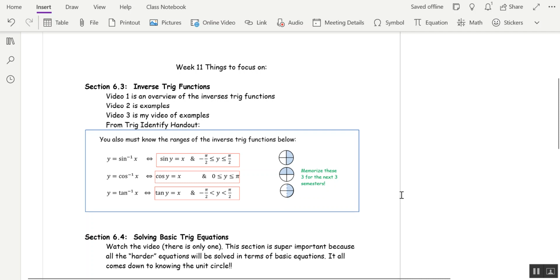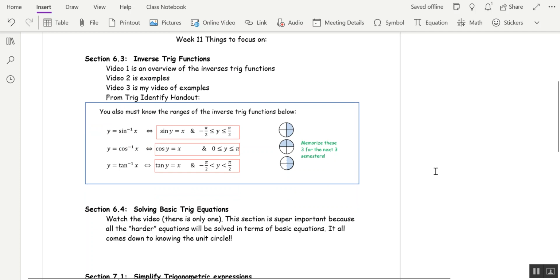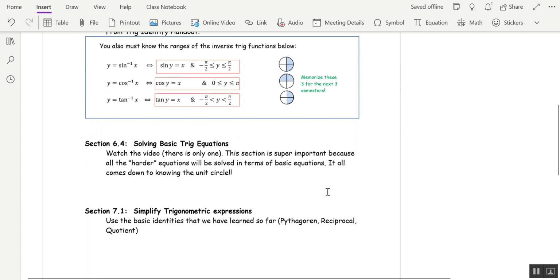Welcome to week 11. This week is going to be pretty difficult. Well, I shouldn't say that, but it is going to be time intensive. You're going to spend the most time on 6.3 and 6.4. So let's just jump down to section 7.1, simplified trigonometric expressions.